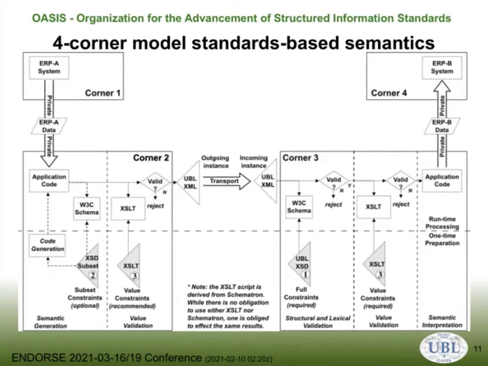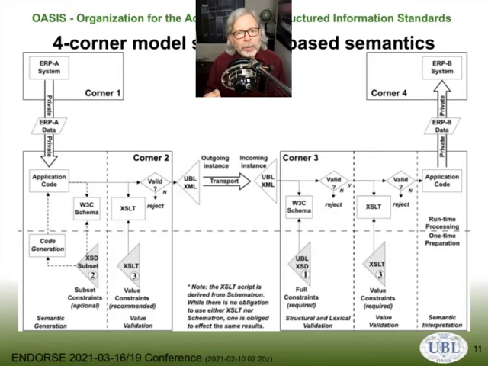In the context of a four-corner model network, such as PEPPOL or CEF in Europe, or the Business Payments Coalition, BPC, network in North America, Corner 2 can work with the subset schemas to generate the XML that is sent to Corner 3. In turn, Corner 3 can use the full UBL schemas to validate not only the content that arrives as part of the community subset, but also any additional valid UBL content that may be included in the serialized information bundle from outside the community.